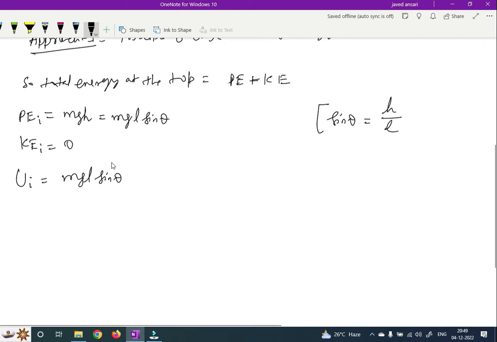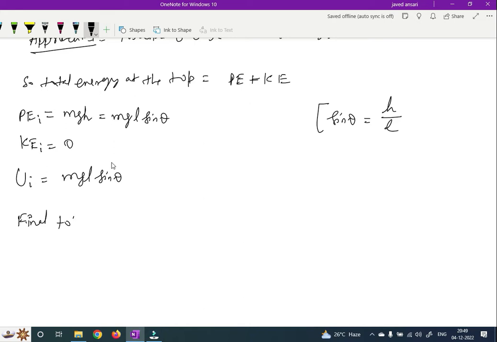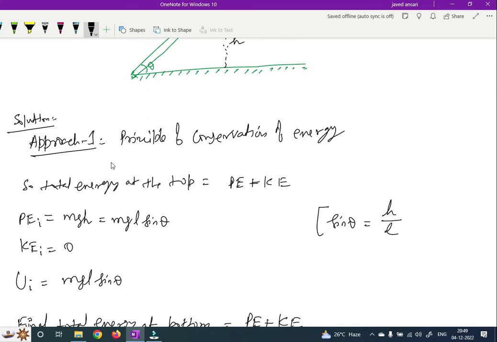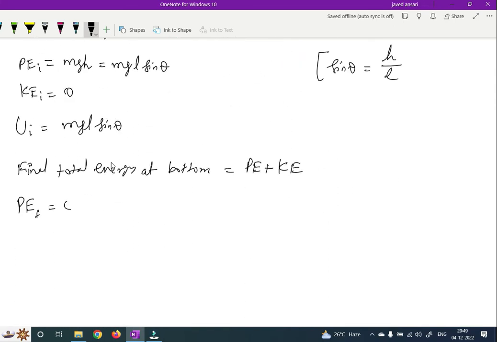Now the final total energy at the bottom will again be PE plus KE. So let's see what the final PE will be. Now it has reached the bottom, so height is 0. So its potential energy you can just take as 0. What will be the final kinetic energy?